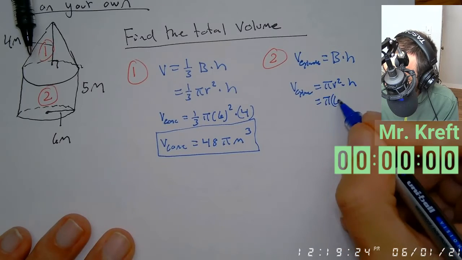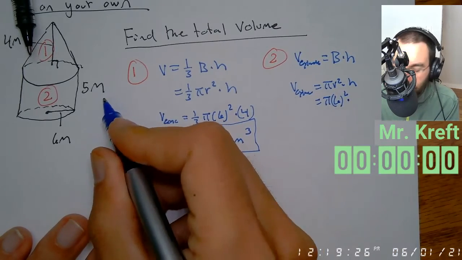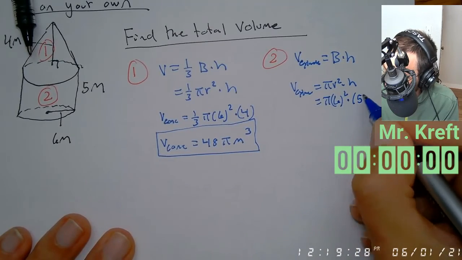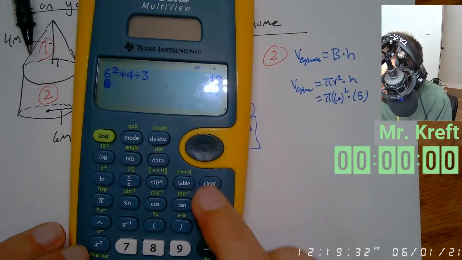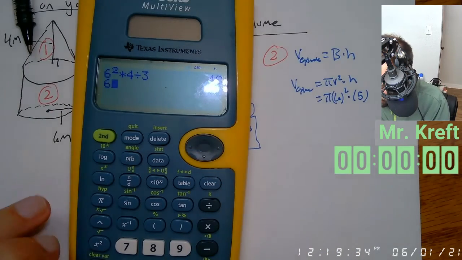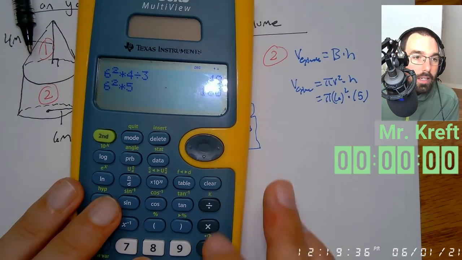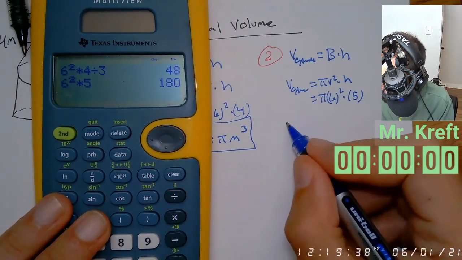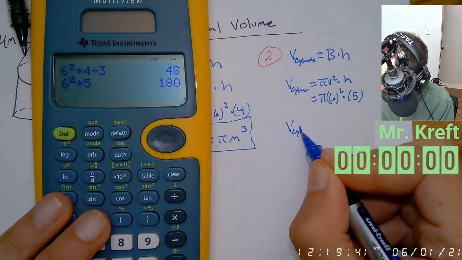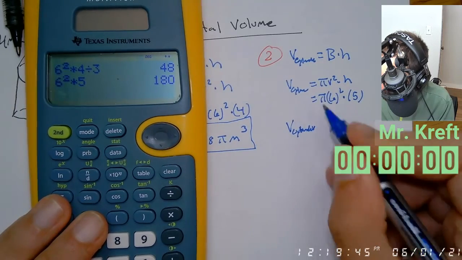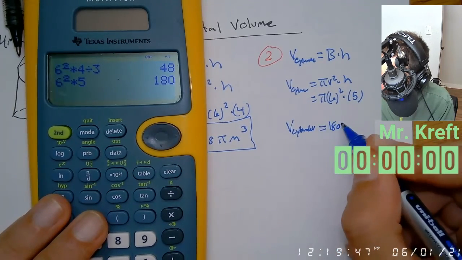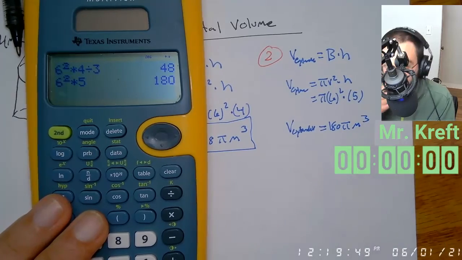So the radius is the same. The height is different, right? This is 5. So I'm going to go 6 squared times 5. So 6 squared times 5. And I get 180. So the volume of the cylinder is 180 pi meters cubed.